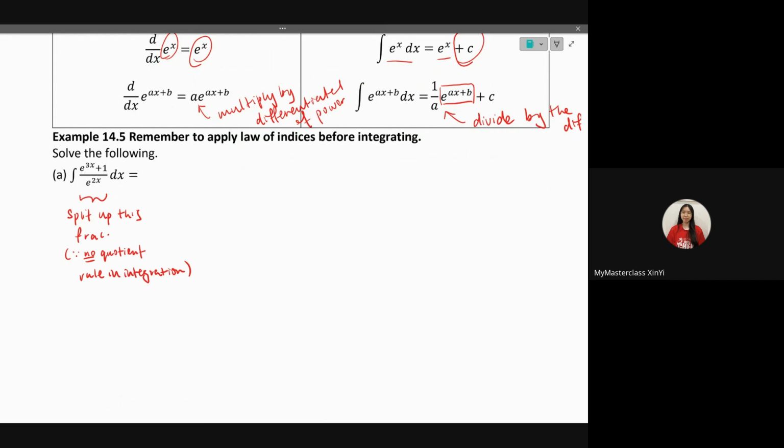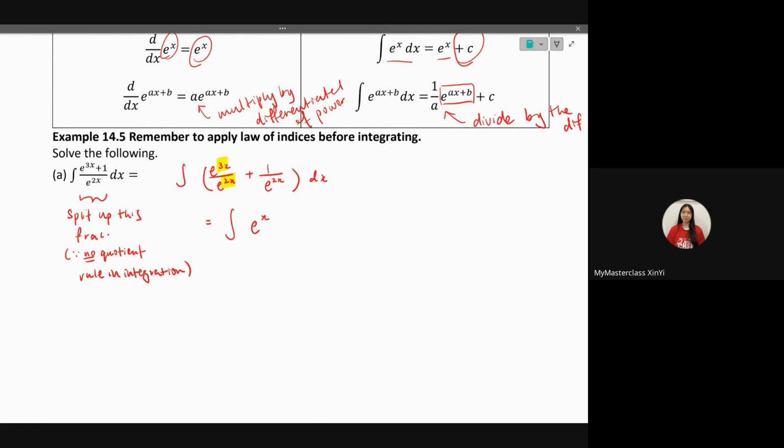Remember your law of indices when you do this kind of exponential function with powers. Therefore, when I split this up, I will have e to the power of 3x over e to the power of 2x plus 1 over e to the power of 2x. Let's simplify first. For the first one, e to the power of 3x divided by e to the power of 2x, when I divide terms of the same base, I will minus the powers. So this becomes e to the power of 3x minus 2x, so e to the power of x.